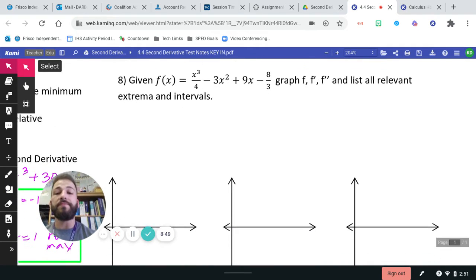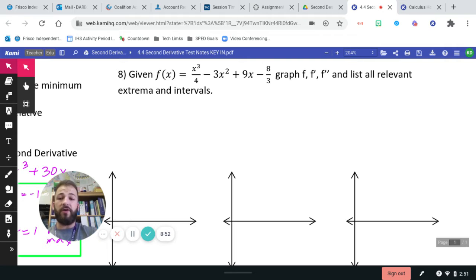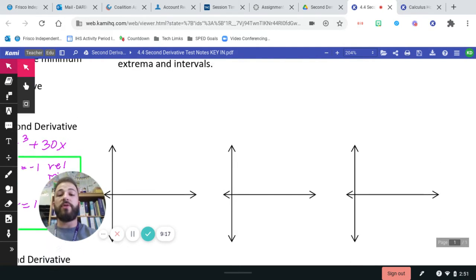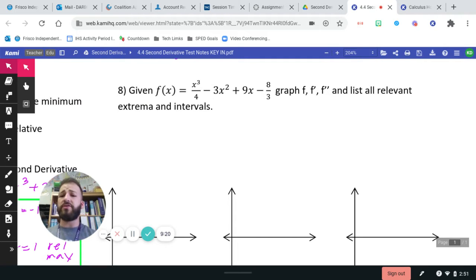Last thing we're going to do today, y'all, is go from what we did last class and what we're doing today. We're going to go through all of the things, but I want you to see it both graphically and algebraically. So given the function f of x is equal to x cubed over 4 minus 3x squared plus 9x minus 8 over 3, we're going to graph f, f prime, and f double prime and list all relative extrema and intervals. I've given you 3 little graphs there, so I want you to graph all of them. You can use your Desmos calculator or your TI-84 to help you graph these. Go ahead and pause me so you can graph them first, and then once we graph them, we'll talk about all that important stuff, okay?